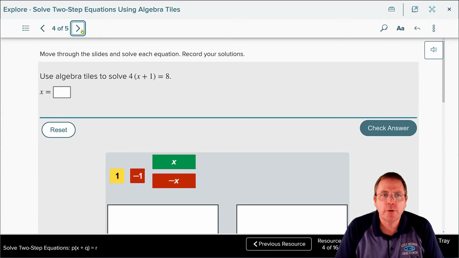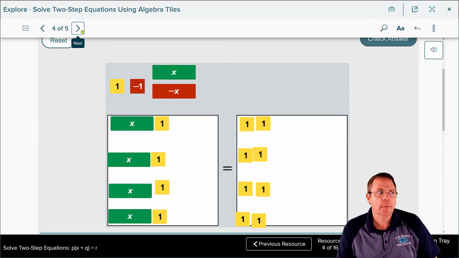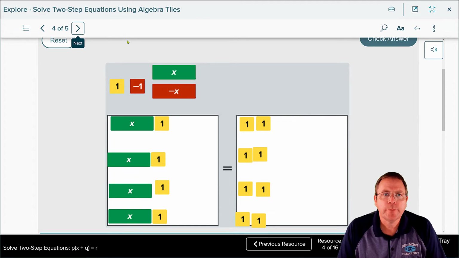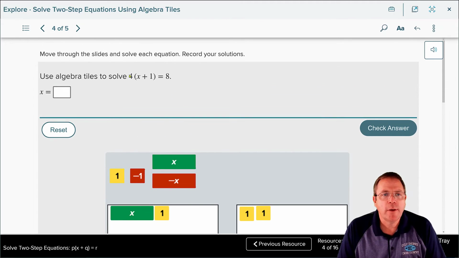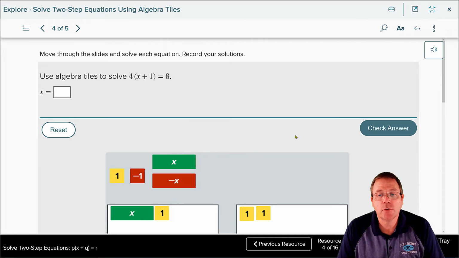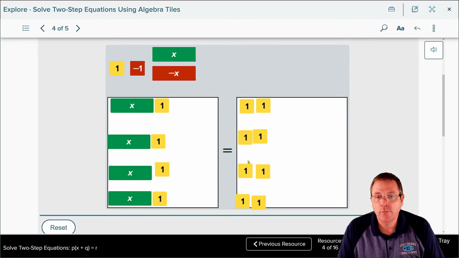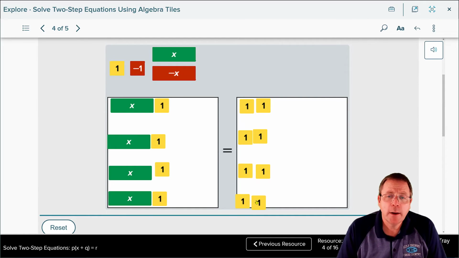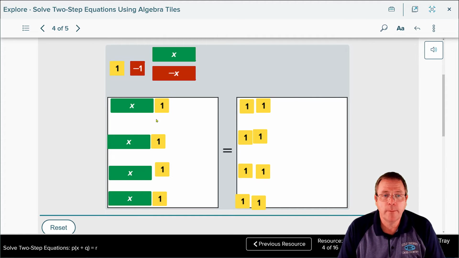Here's a new problem for you guys. Go ahead and pause the video and work on this. So did you solve the problem? I went ahead and set mine up. We got 4 groups of x plus 1. So our 1, 2, 3, 4 groups of x plus 1 is equal to a total of 8. 2, 4, 6, 8. And I went ahead and broke down my 8 into equal groups of 2 that lined up with the x plus 1s on the other side.